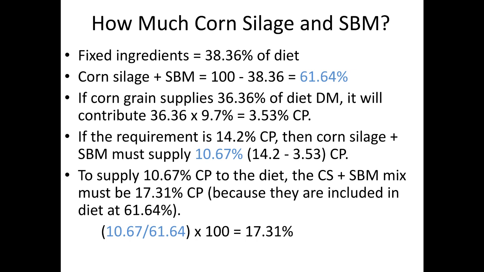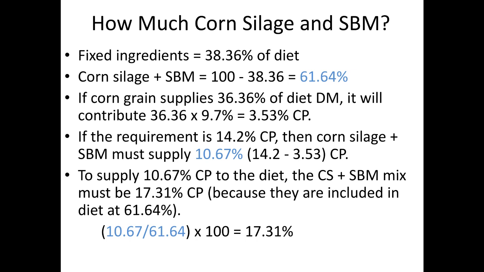Thus, in order to supply, this is where it gets a little tricky, 10.67% crude protein to the diet, the corn silage and the soybean meal mix has to be 17.3% crude protein. Okay, this is a little tricky to understand at first. This is really important. It's because they are included in the diet at 61.64%. Okay, they don't add up to 100% in the diet like in our previous examples.